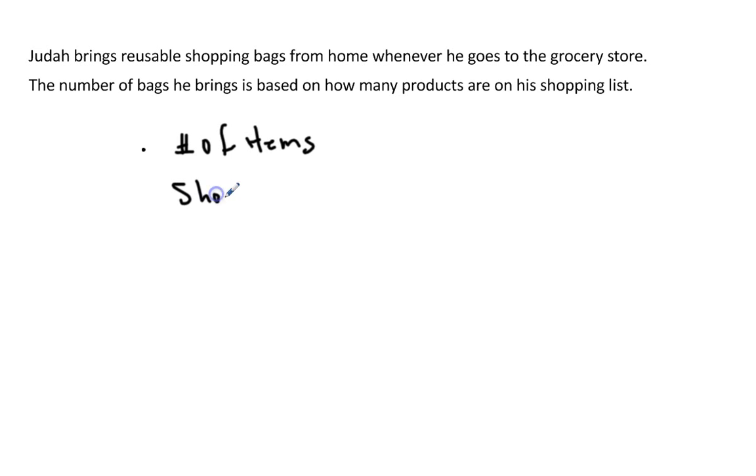So now you would say to yourself, which one depends on the other? Does the number of items I buy depend on the shopping bags? Or does the number of shopping bags depend on how many items I buy? So to make sense of this, the number of shopping bags that you need to have depends upon the number of items you have. So this is your independent variable and this is your dependent variable.